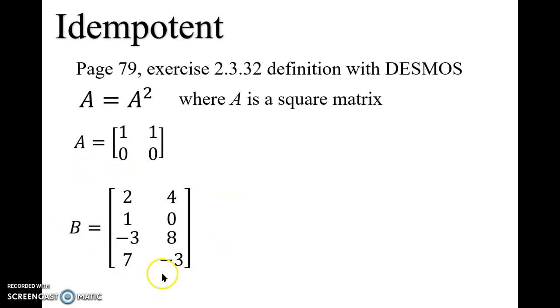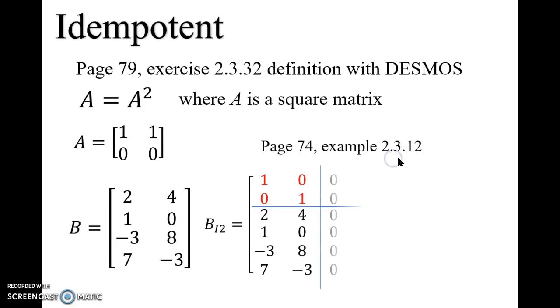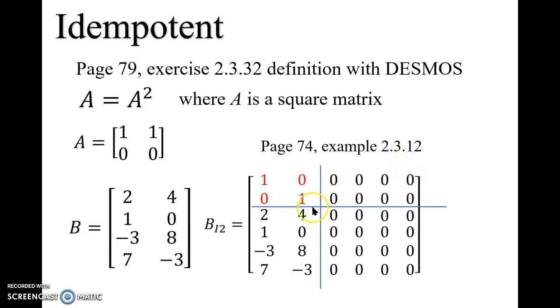Pulling up the matrix B, again, we're not looking at a square matrix, but I can use an example on page 74. It says, why don't we use blocks? We'll just put an identity matrix on top of it and then make it square by filling everything else in with zeros. One more. Notice I put I2. My identity is a 2 by 2.